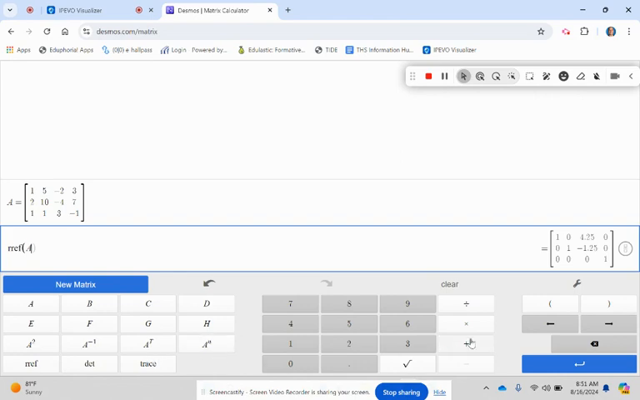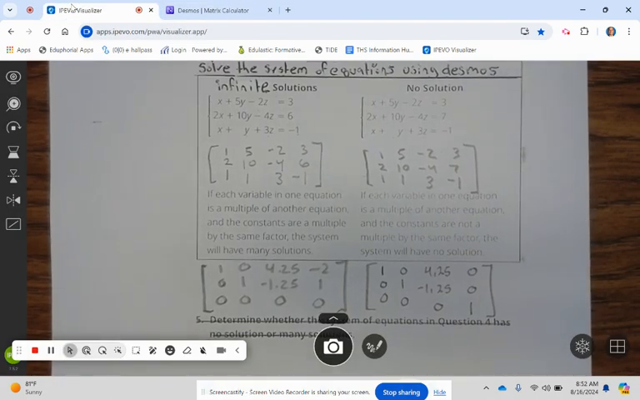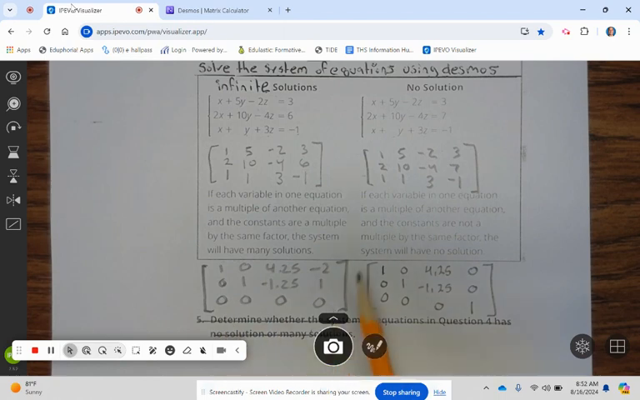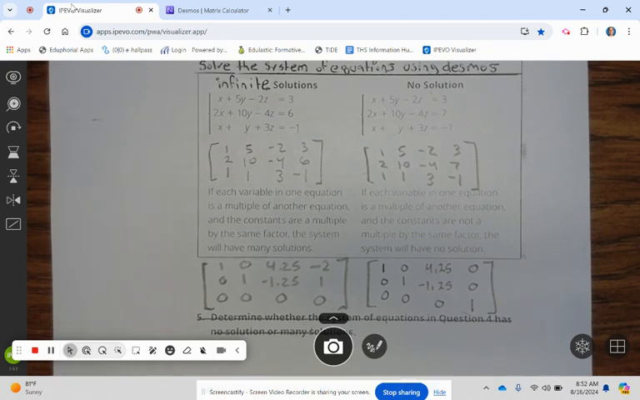Now, if the bottom row has all zeros and a 1, that means there's no solution. Okay, so if you see this, all zeros and a 1, then we know that it's no solution. So let's write that down. Okay, so there's your example of infinite solution and no solution. All right, go ahead and mark out number 5, and let's take a look at the next page.